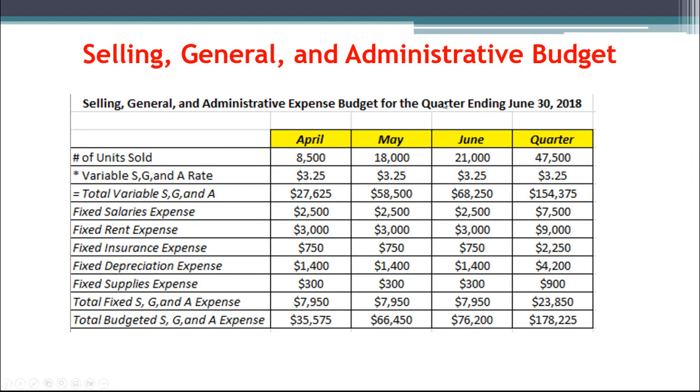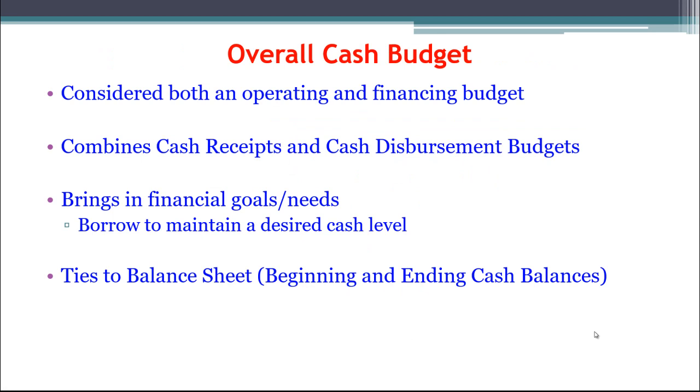So this might be what the selling, general, administrative expense budget for the quarter looks like. Notice they have, again, the number of units sold. That's going to be their cost driver, multiplied by 3.25 per unit sold, the variable overhead rate. They get a total variable overhead, and then they list out their various types of fixed overhead, get a subtotal there, and finally we have a grand total of all the budgeted selling, general, and administrative expenses we had. So now we have the overhead.